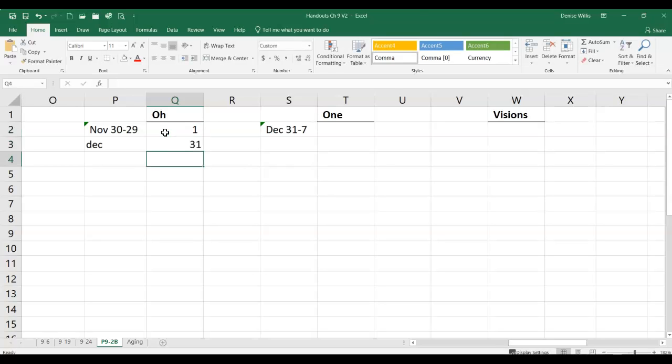There are 31 days in December, 32 days past due altogether. One Stop was due on December 7th. Okay, so there are 31 days in December. We subtract the 7. It is 24 days overdue at the end of December.